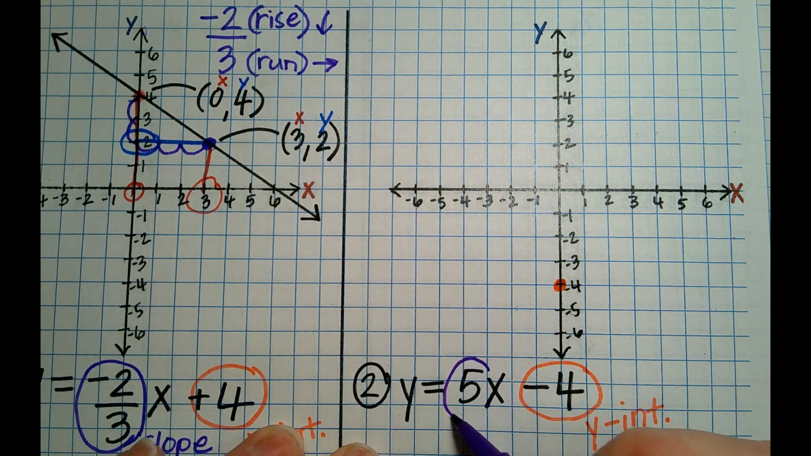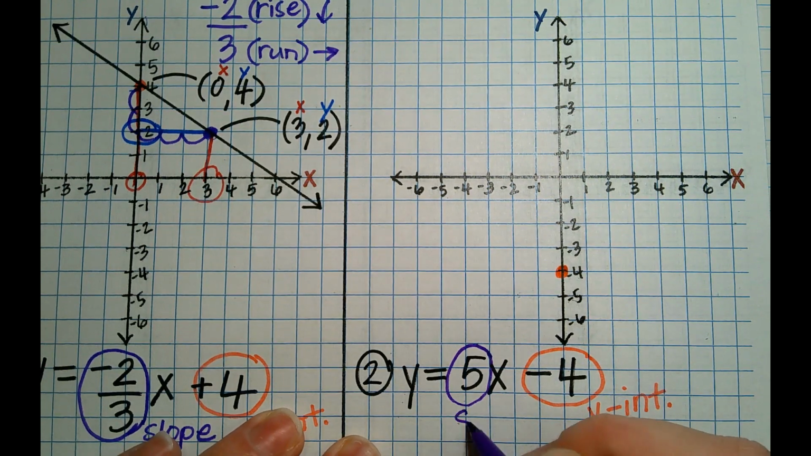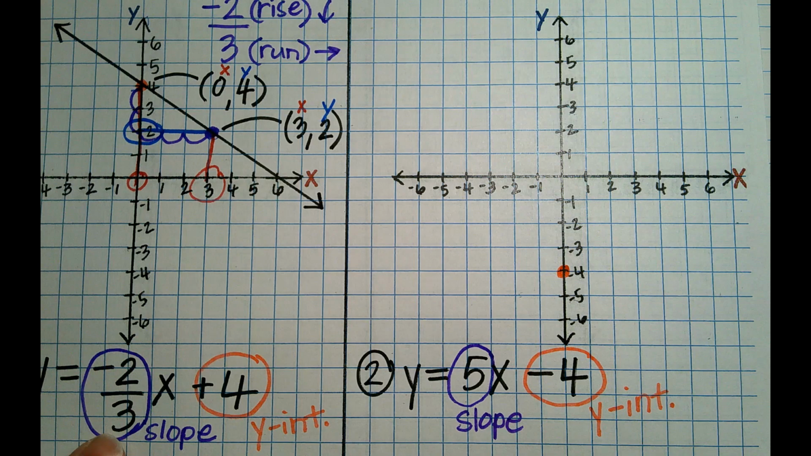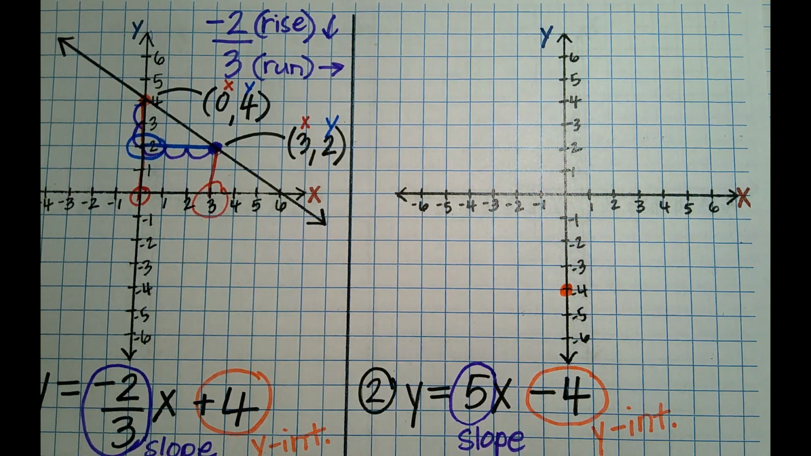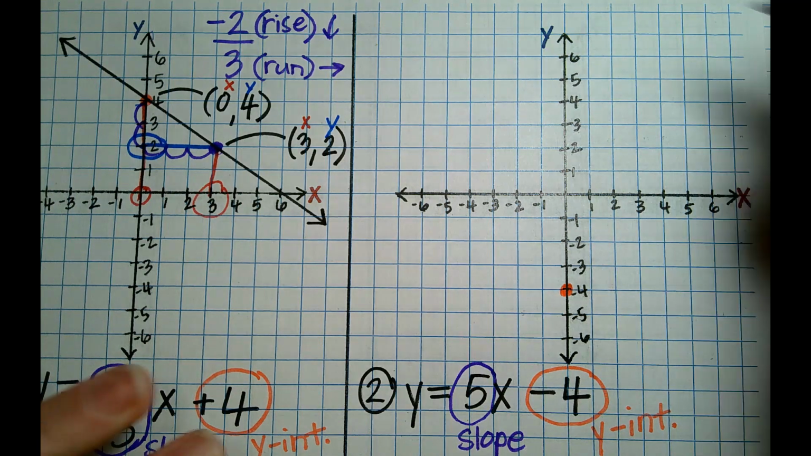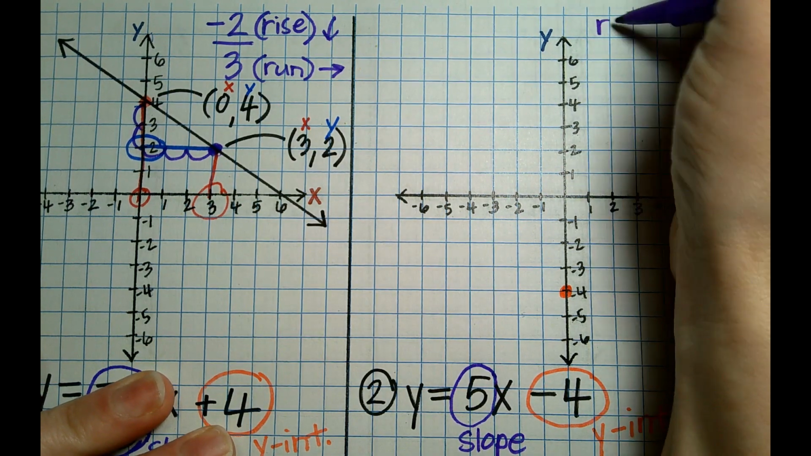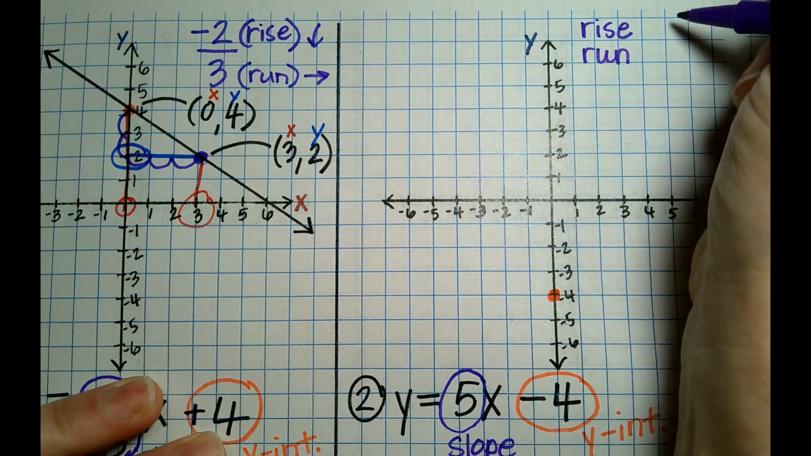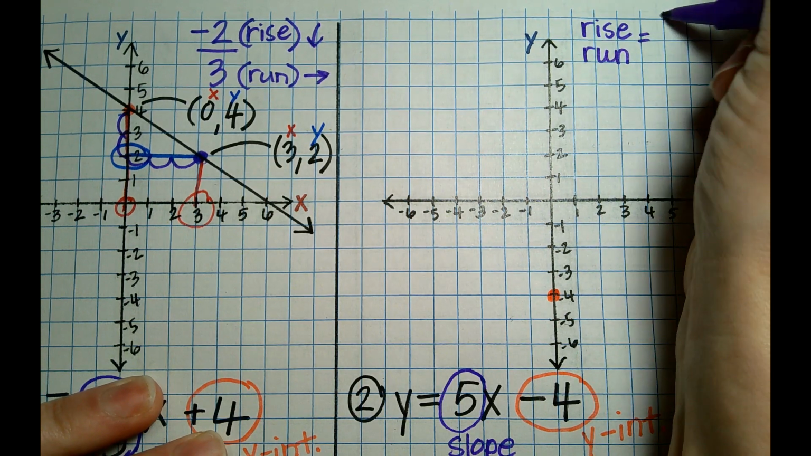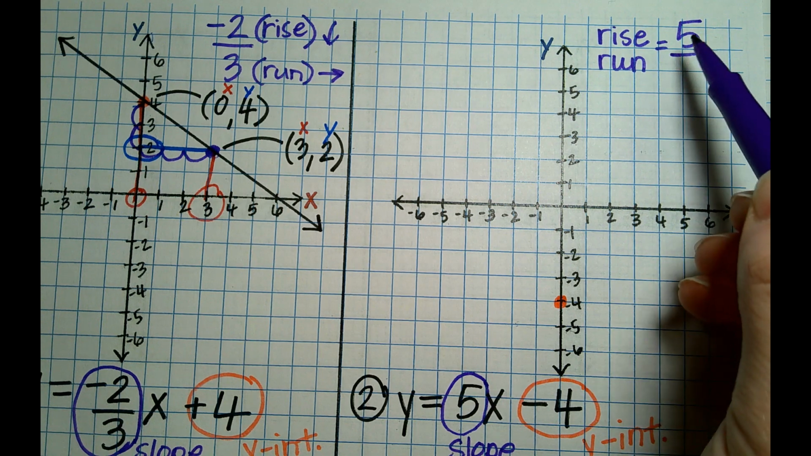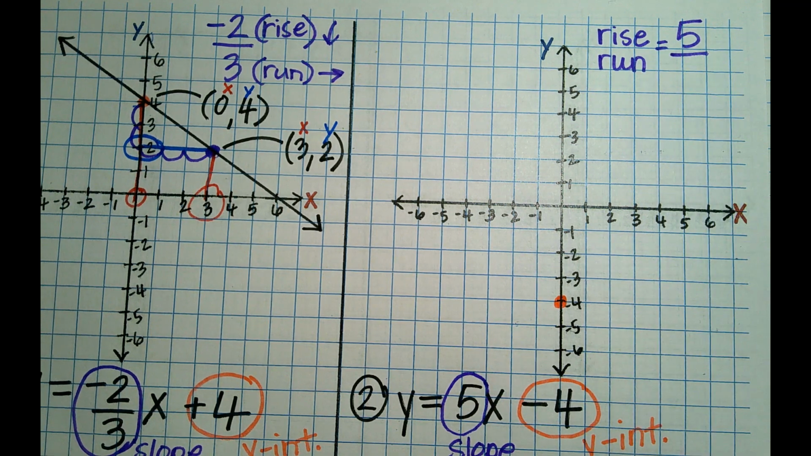Now here's something tricky. This is a tricky part. When our slope is a whole number, when it's not a fraction, we need our slope to be broken up into a rise and a run. So let's do this. Rise, run, and my slope is 5. So I know my rise is 5, but what will my run be?